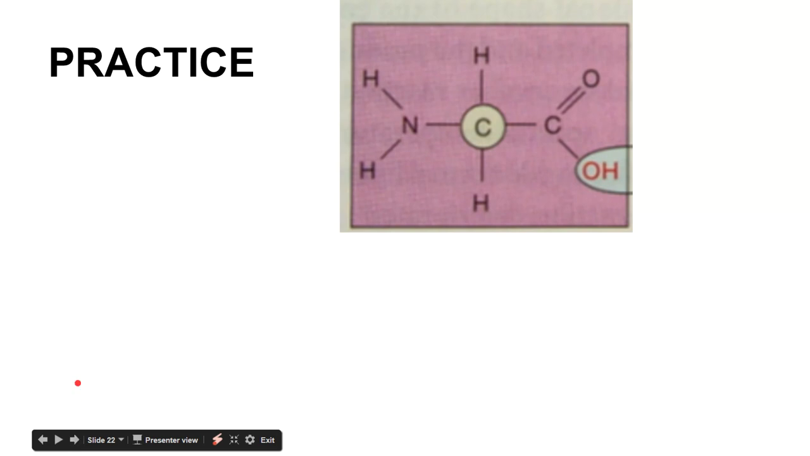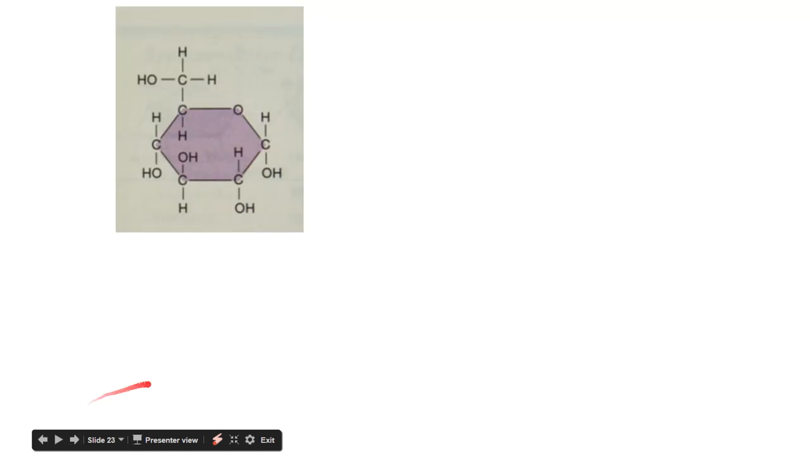Okay, so first practice problem. You have 4 choices: carbohydrate, lipid, protein, or nucleic acid. And again, we're seeing one small part of the larger macromolecule, but what type is this? All right, here we go. Second one. What type of macromolecule is this?